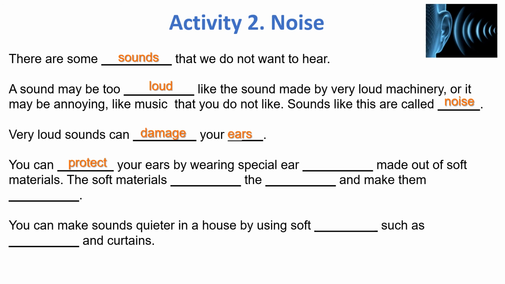You can protect your ears by wearing special ear protectors or defenders made out of soft materials. The soft materials absorb the sounds and make them quieter. You can make sounds quiet in a house by using soft materials such as carpets and curtains.